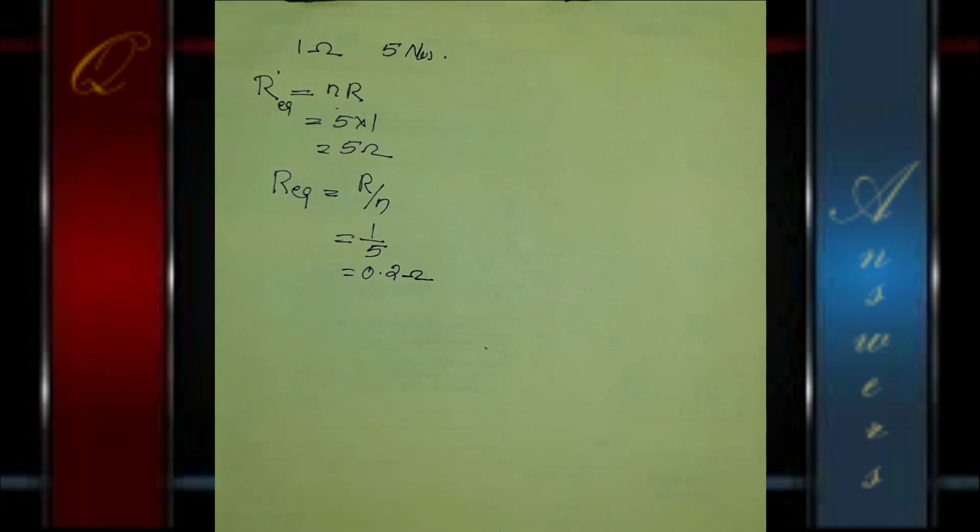Then draw a circuit in which these resistors are arranged in order to get an effective resistance equal to 3.5 ohm.